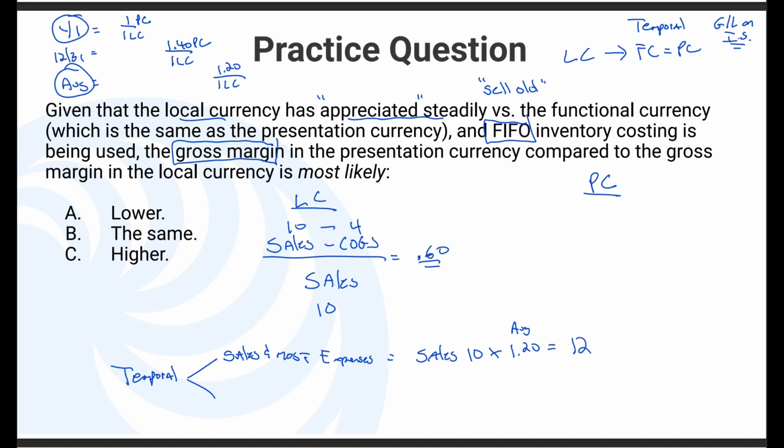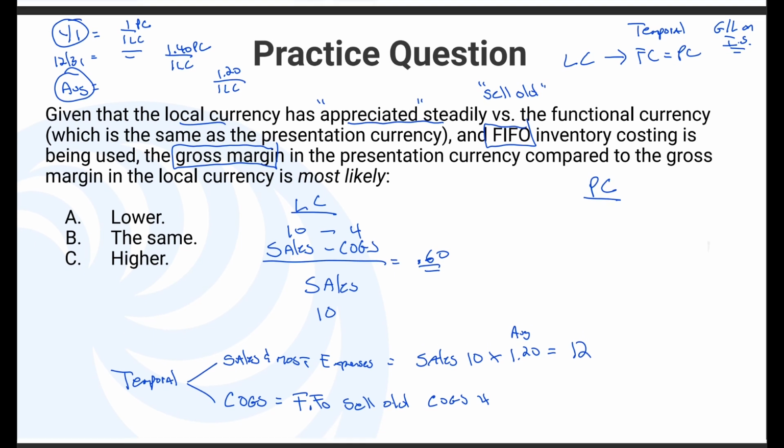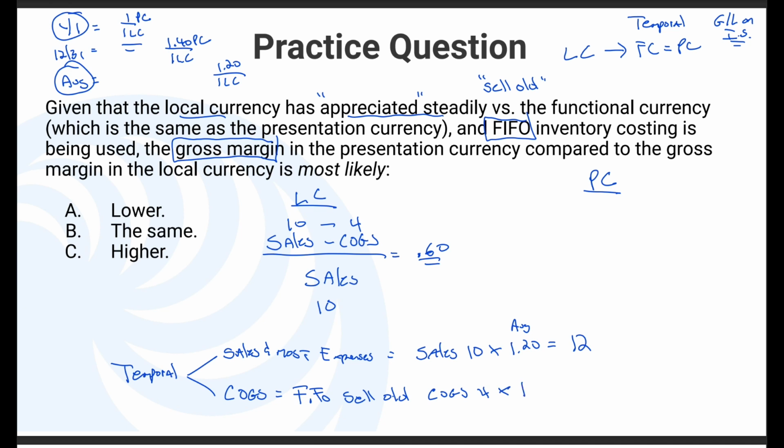A major exception to that is when you expense your inventory cost of goods sold. If you're using FIFO and you're selling the old stuff, well, let's pretend that cost of goods sold of 4 was bought on January 1st, beginning of the year. We're selling the old stuff. So that would be the January 1 exchange rate. So that stays at 4. So now we've got 12 sales minus cost of goods sold, 4, divided by the sales of 12. So now your gross margin is 0.67.